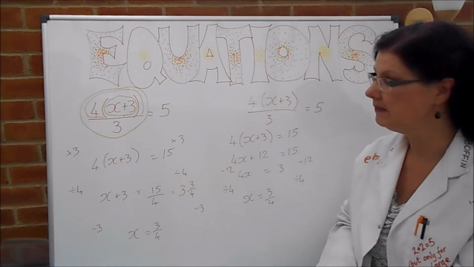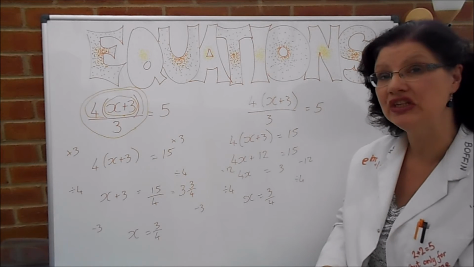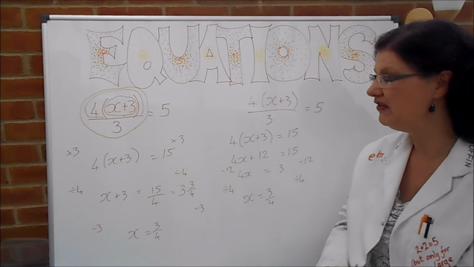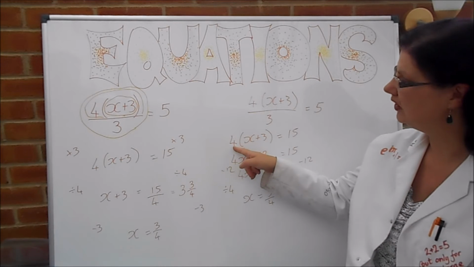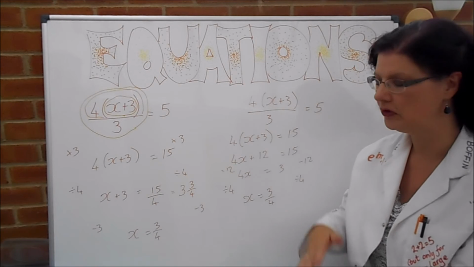Doesn't matter which way you do it. That one we did as a 3-layer problem. This one we did a little bit of simplifying and then turned it into a 2-layer problem. Totally fine, doesn't matter. You could have done it from here by doing both sides divide by 4, in which case we end up with the same as we had before.